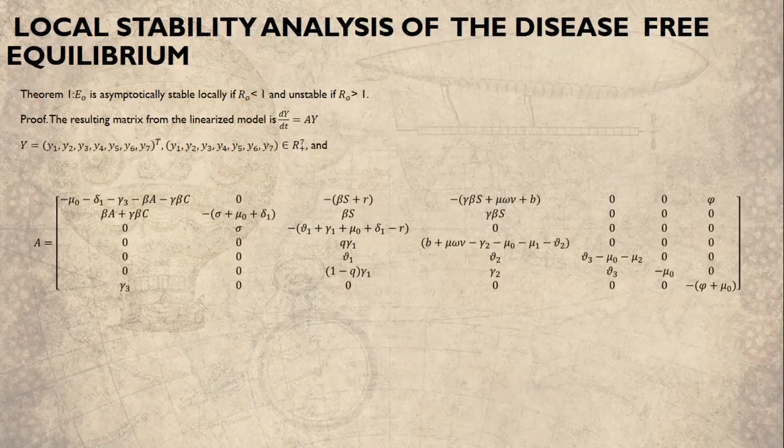The local stability analysis of the disease-free equilibrium. E naught is stable if R naught is less than 1 and unstable if R naught is greater than 1. The resulting matrix is given as this.